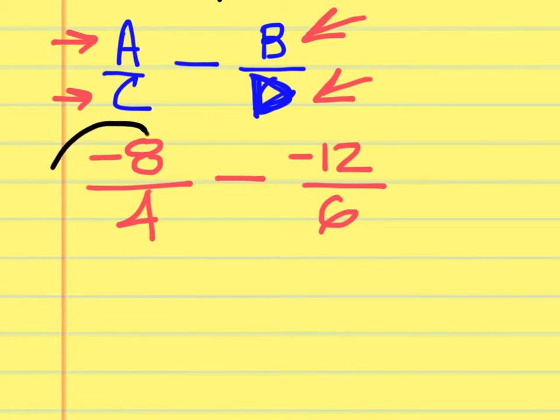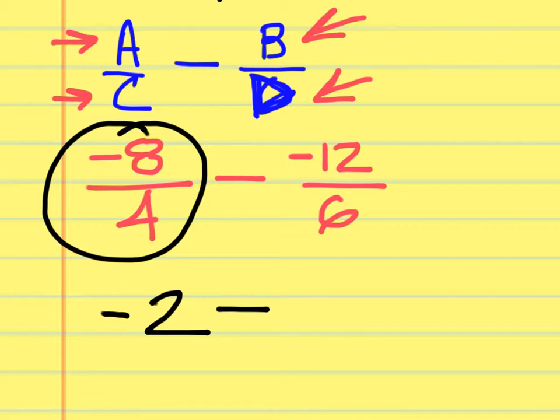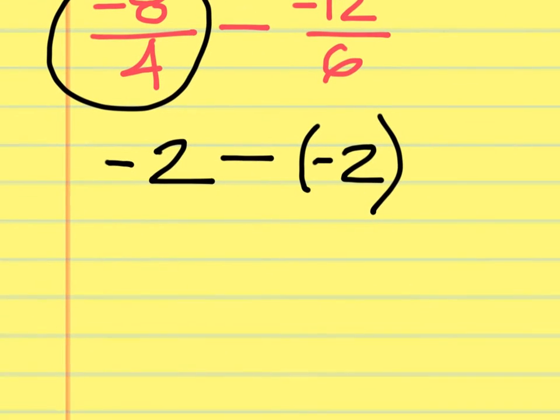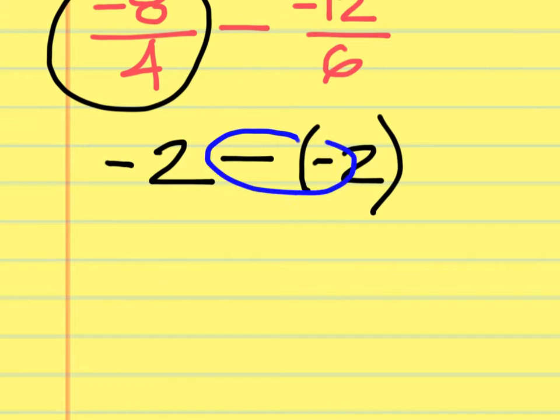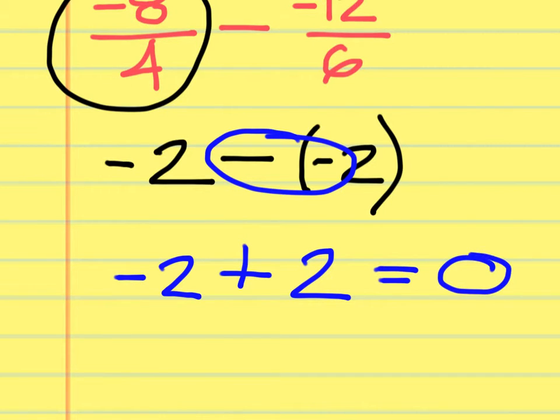What is negative 8 divided by 4? It is negative 2. Keep your minus sign. What is negative 12 divided by 6? Negative 2 again. So now we have minus a negative. What happens to these two signs for a double negative? Change to positive. So negative 2 plus 2 is 0.